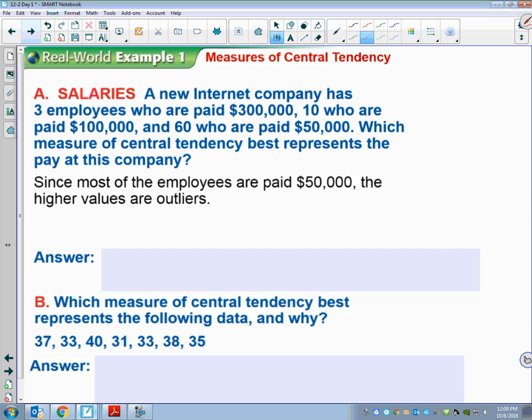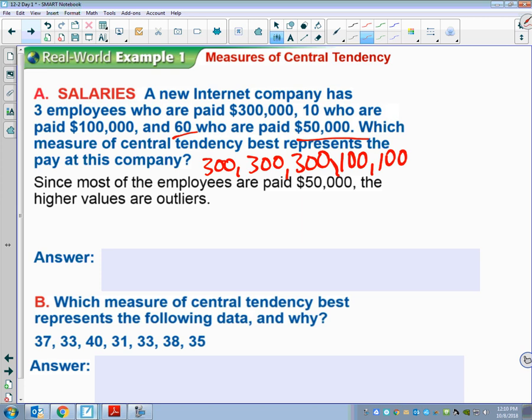It says a new internet company has 3 employees who are paid $300,000, 10 employees who are paid $100,000, and 60 who are paid $50,000. Which measure of central tendency best represents the pay? And this was supposed to be your thinking, and I should have covered it up, but I didn't. Think about this. If you listed it out, you would do 300,000 3 times, and then 10 make 100,000, right? So you could do that 10 times, which I'm not going to write out. But then 60 make 50,000.